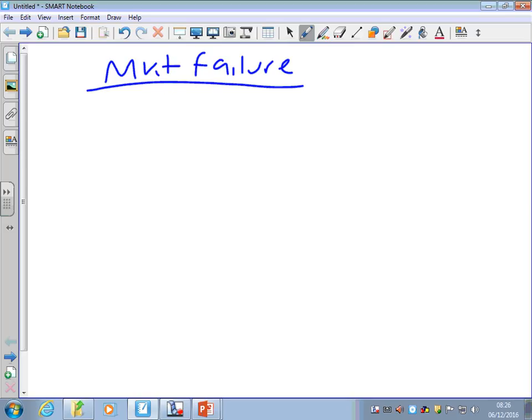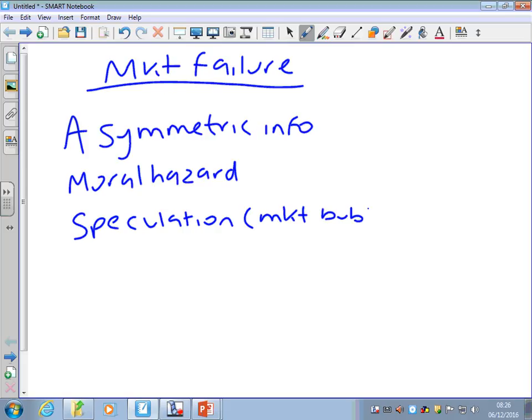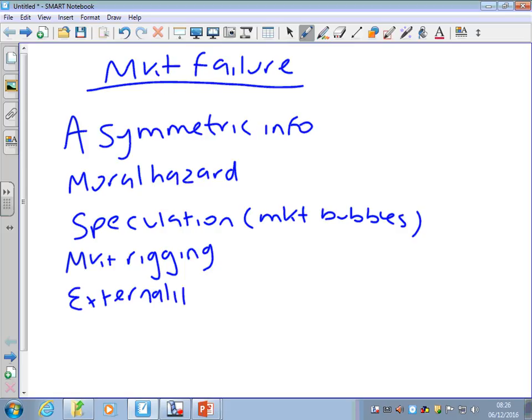I'm going to go through them in order, but the ones we're going to be looking at are asymmetric information, moral hazard, speculation, which is often linked to something we call market bubbles, something we call market rigging, and then finally externalities, which is the one you probably all remember from last year. We'll go through them in order: 1, 2, 3, 4, and 5.